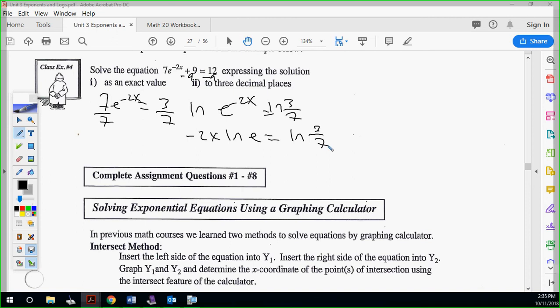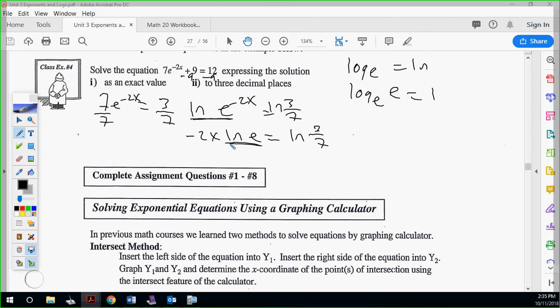Okay, review for you guys. Log base e equals ln. So if I go log base e of e, we know that's 1. That's what this is. That's log base e of e. Okay? ln is shorthand for log base e.